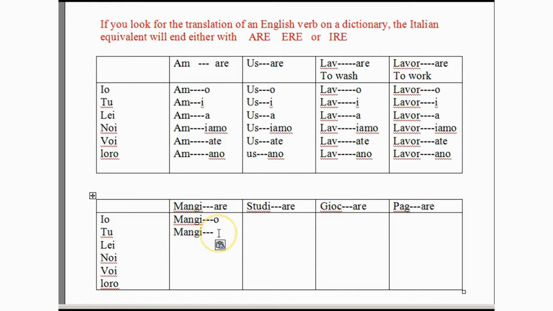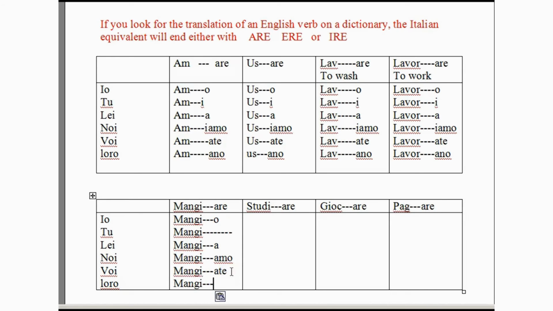Mangi, well, what are we going to do here? Technically, we should use the ending e, but it's redundant. We don't need it. So it stays mangi. Imagine that there were 2 i's and 1 dropped out. Lui mangia, noi mangiamo. Here another case. The ending is iamo. You have 2 i's, mangi and iamo. One of them falls off. Mangiamo. Voi mangiate.